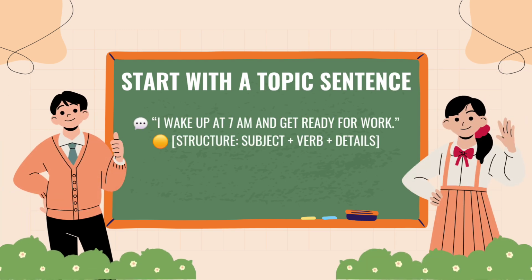A topic sentence tells the reader what the paragraph is about. So try this. My daily routine. That's your topic. Now we write a simple sentence to start. For example, I wake up at 7 a.m. and get ready for work. Very good, you've started your first paragraph.